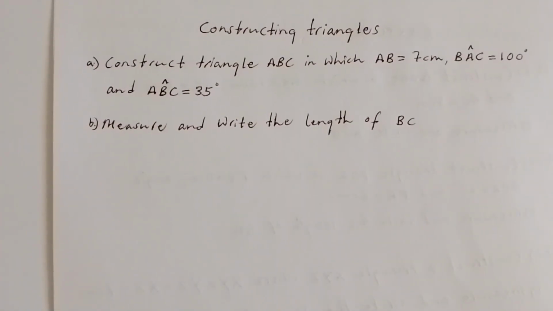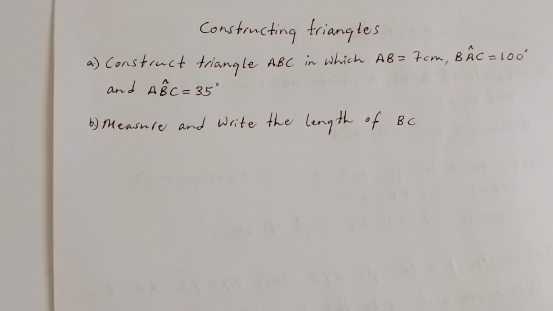Okay, so sometimes you can have an example like this one, which says construct triangle ABC, in which AB is 7 centimeters, angle BAC is 100 degrees, and angle ABC is 35 degrees. So the last two are angles. Then they have asked us to measure and write down the length of BC.